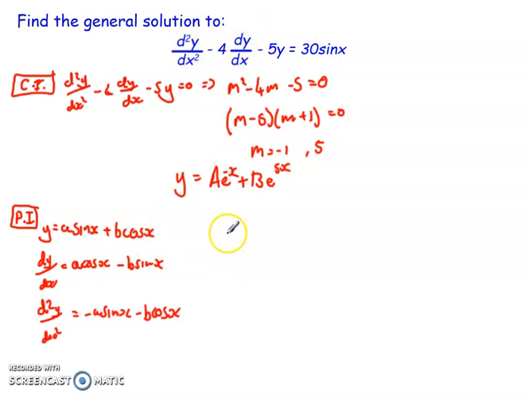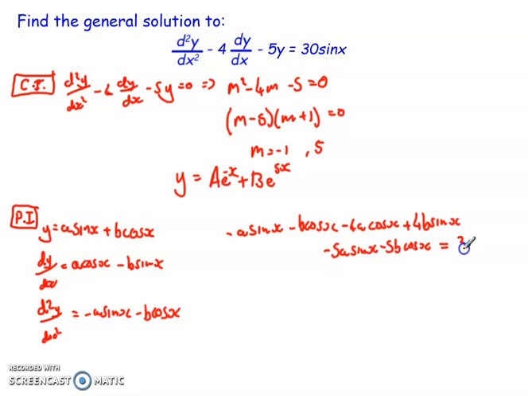So my second derivative, I've got minus a sin x minus b cos x. It's then minus 4 times the first derivative, so multiply all this by negative 4. I've got minus 4a cos x plus 4b sin x. I'm going to run out of room here. It's then minus 5 times the y, so minus 5a sin x minus 5b cos x.